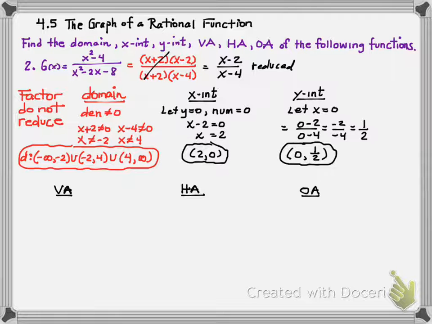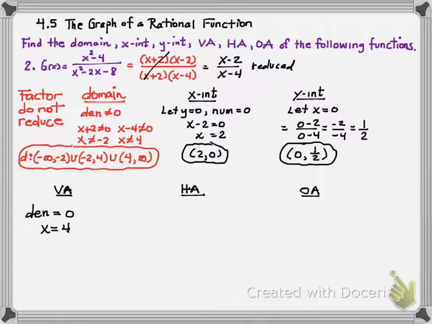Let's take a look at these asymptotes now. Again, the vertical asymptote is where our denominator equals 0. Now we have that from up above. We want to be careful though. We've got x equals 4. It's going to be our only vertical asymptote.